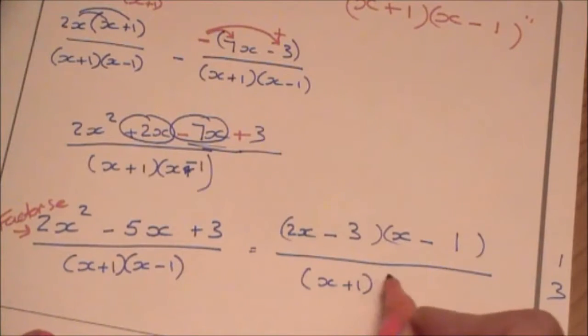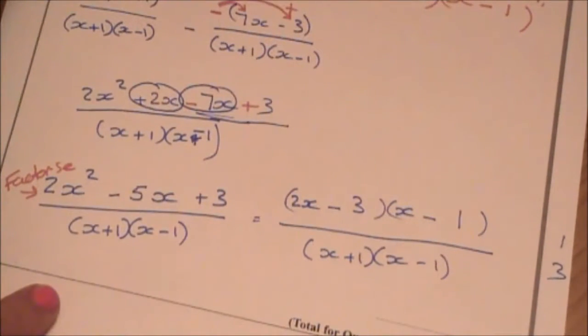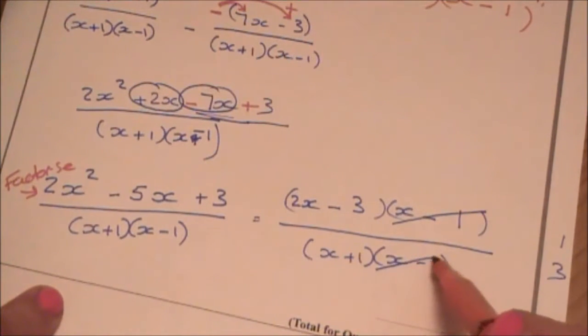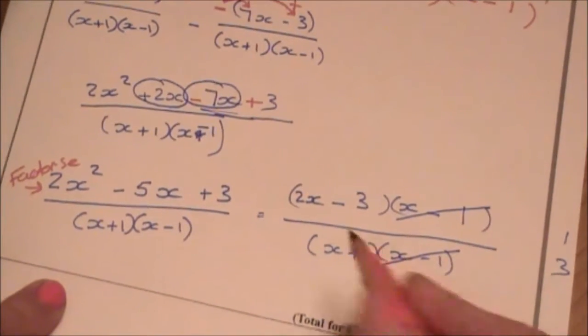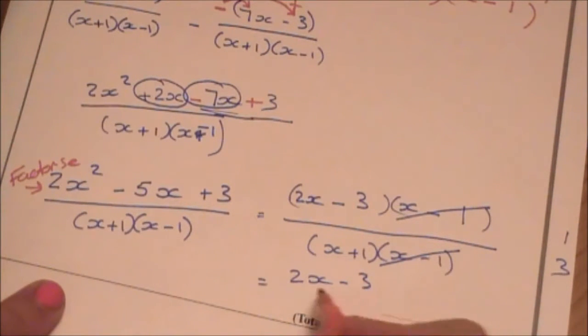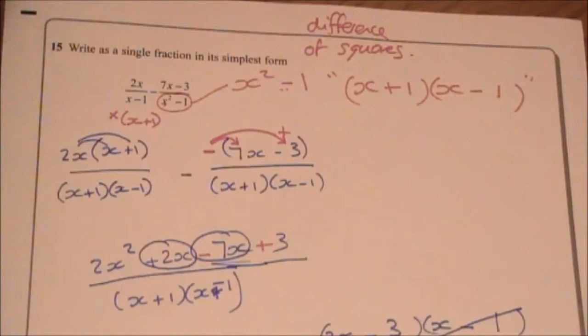That goes over my denominator that I factorised earlier, and straight away I can see that they're going to cancel down. And that's going to leave me with 2x minus 3 over x plus 1. And that's that question solved.